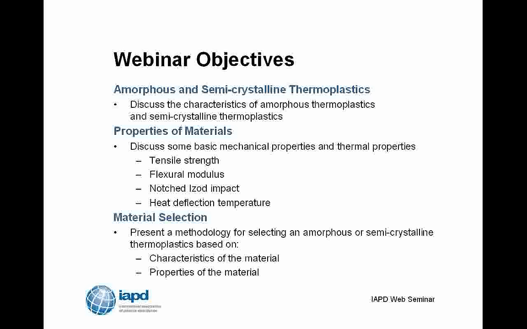Once we've discussed amorphous and semi-crystalline plastics, and talked about these 4 properties of materials, we're going to overlay those 2 ideas and develop a methodology for selecting either an amorphous or semi-crystalline plastic based on their characteristics and based on those 4 properties.